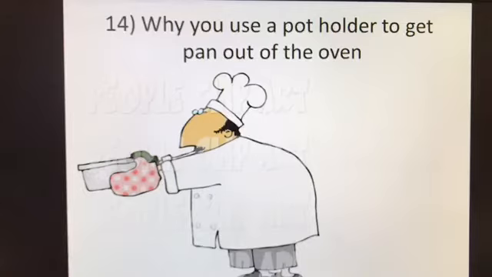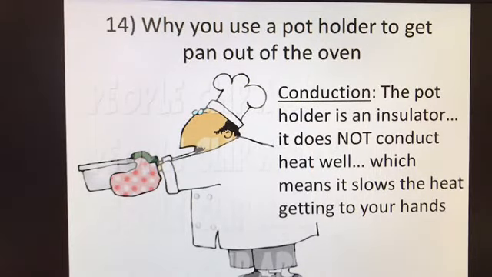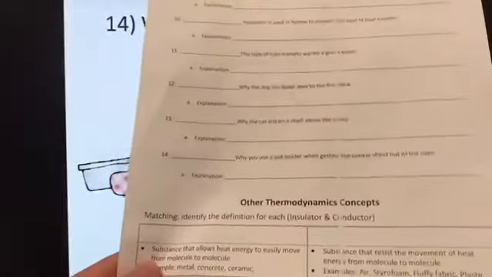Number 14, why you use a pot holder to get a pan out of the oven? Okay, well, that's a good question. Conduction, convection, radiation, what's going on here? What are we dealing with? Well, it's conduction, because the pot holder is an insulator. It does not conduct the heat well, which means it slows the heat getting to your hands. Your hands don't get burned. So conduction is the issue involved, the type of heat transfer we are preventing in this scenario. So that was question number 14, the last one.